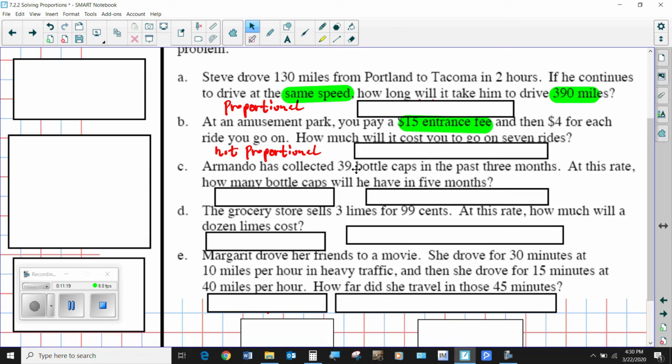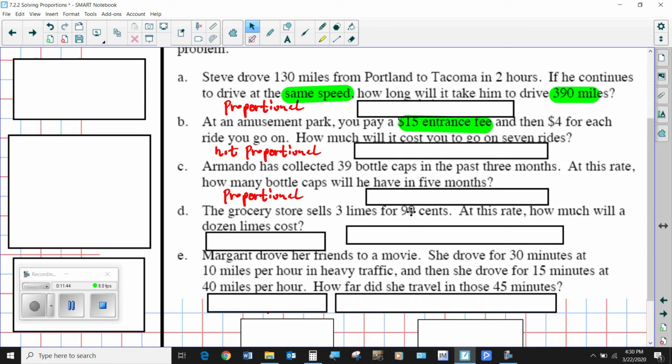Problem C. Armando has collected 39 bottle caps over 3 months. At this rate, how many bottle caps will he have in 5 months? Okay, so at this rate is implying that you're going to go at the same rate. So that's the first element of proportional relationships. Secondly, if you don't spend any time collecting bottle caps, you don't collect any, right? So 0, 0 applies to this situation, so that is absolutely proportional.